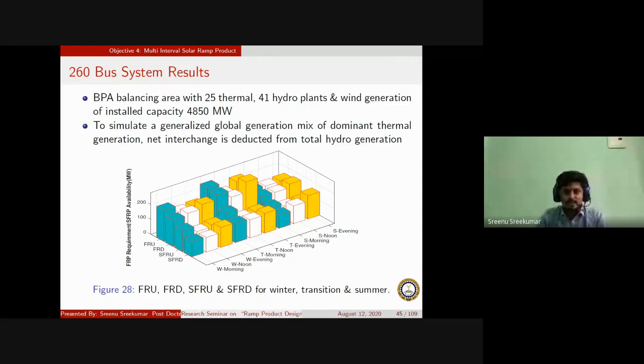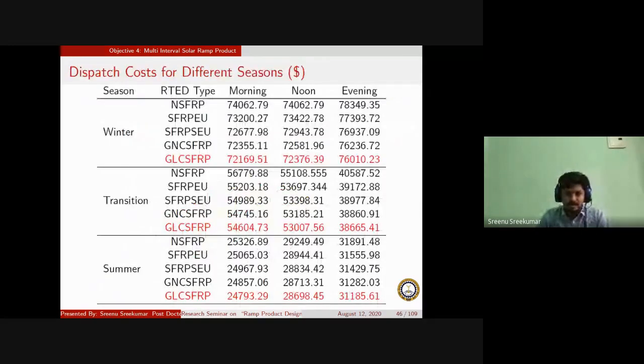And this table shows the dispatch cost of the practical system. And here also, similar to the test system, the proposed Gumbel Copula SFRP offers the least cost solution due to two reasons. It avoids or reduces the dispatch of costly conventional units, because the ramping availability from solar generators is less costly than ramping availability from some conventional generators. And second, imbalance penalty is reduced due to the increased ramping availability in the system.